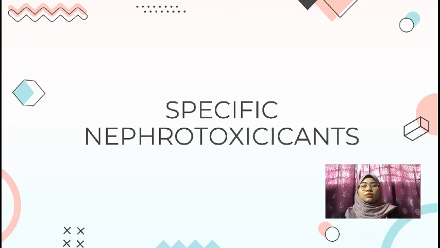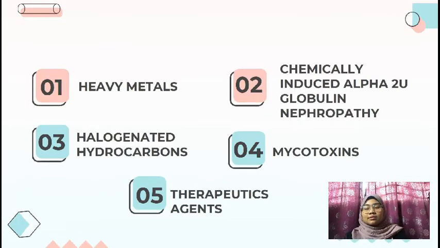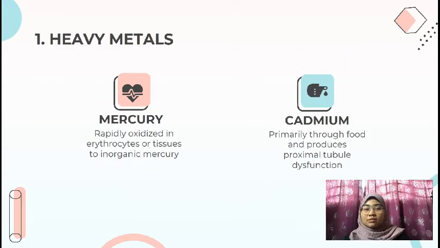Thank you. My name is Putri Kota Aini binti Mama Itauden, and I will present to you about the specific nephrotoxicants. It consists of heavy metals, chemically induced alpha 2u-globulin nephropathy, halogenated hydrocarbons, mycotoxin, and therapeutic agents. Heavy metals consist of mercury and cadmium.